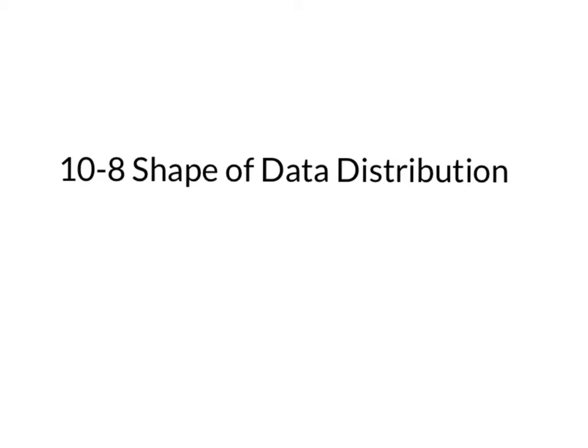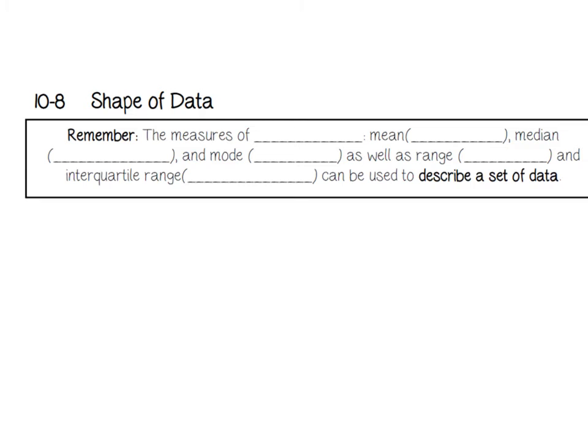So today we're going to learn about the shape of the data distribution. We need to remember the measures of center when we're talking about data. So the measures of center are the mean, which is also known as the average, the median, which is the middle, the physical middle, the mode, which is the one that's used the most.